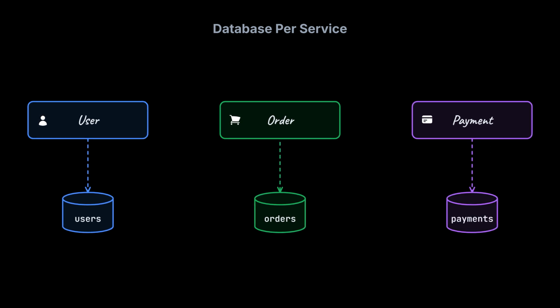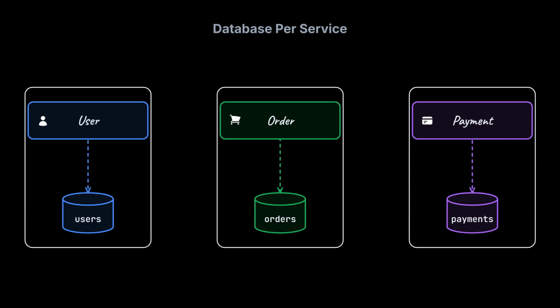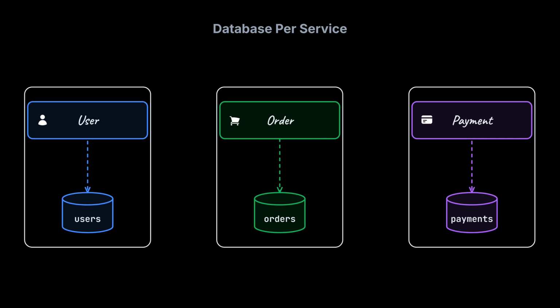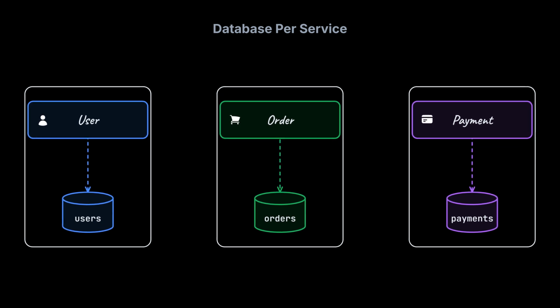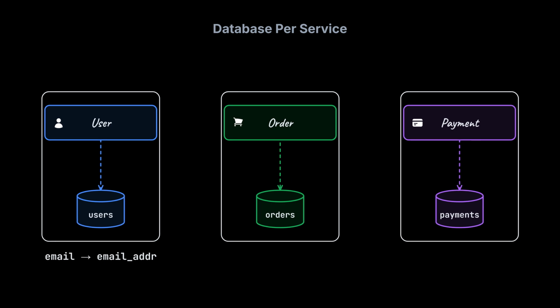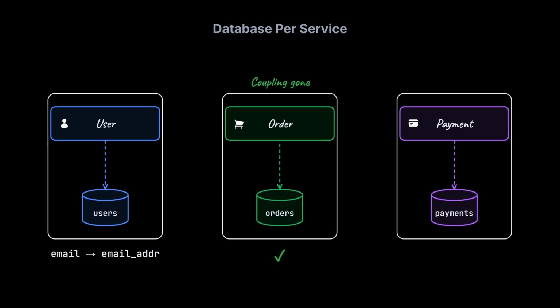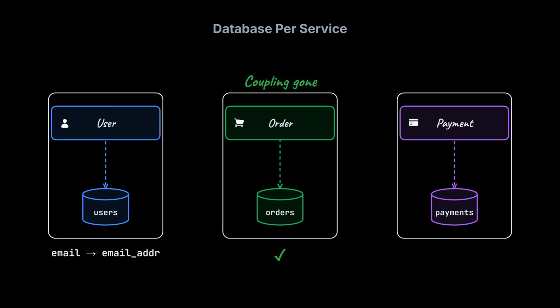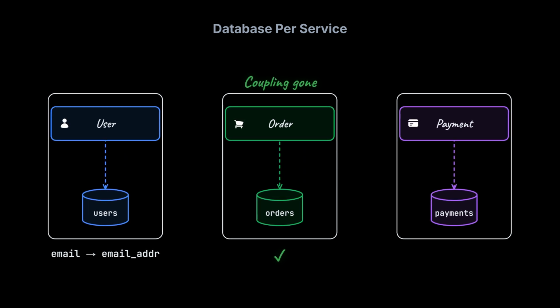Each service becomes the only owner of its data. Only that service can create its tables, change its schema, run its migrations, and query its data. No other service can go inside and touch that database directly. And this one simple rule draws a clean, strong boundary around every service. Now the user team can rename as many columns as they want, and the order service will not even come to know. The coupling is finished.